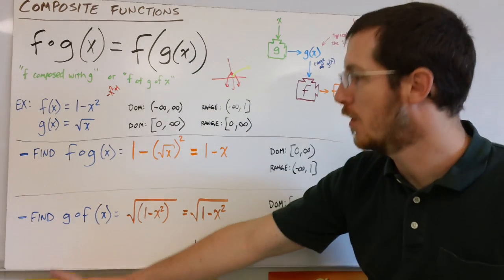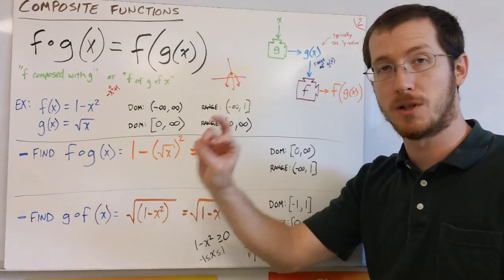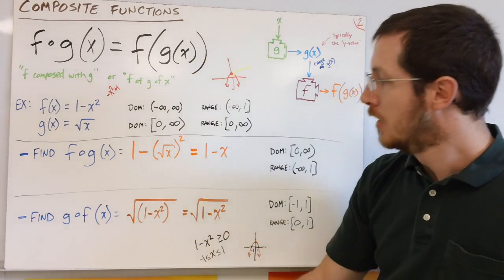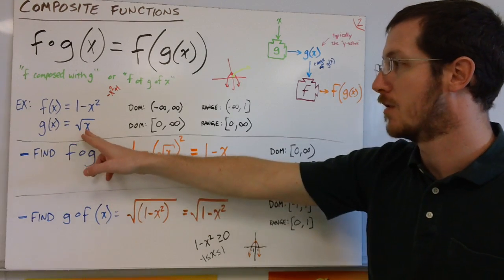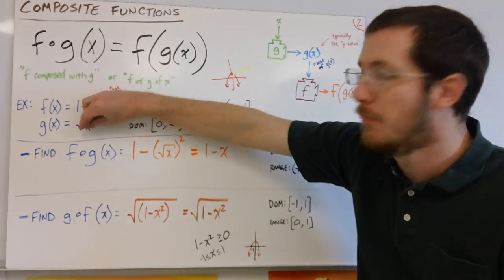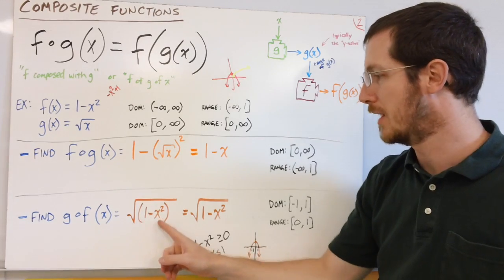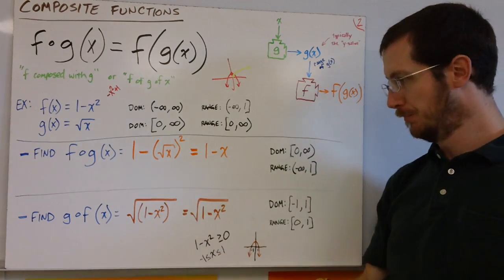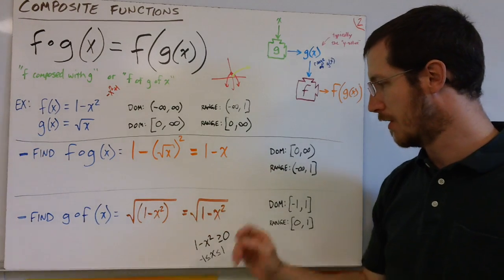Okay, one more example. We can also do g of f of x, so we can switch the order of our functions. If we start off with our g function, which is the square root of x, and we take our f function and substitute it in for the x, then we get the square root of 1 minus x squared. We can drop the parentheses, they're not necessary, so we have 1 minus x squared underneath the radical.